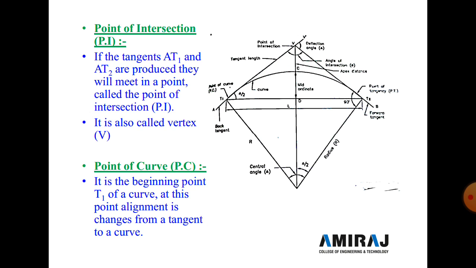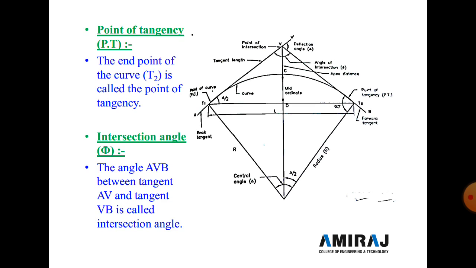Next is the point of curve. So what is the point of curve? It is the beginning point, PC. The beginning point of the curve, where the alignment changes from the tangent to the curve, is known as the point of curve. So here the T1 point is the point of curve. The starting of the curvature is known as the point of curve.